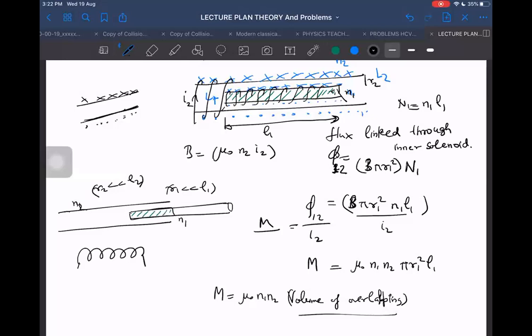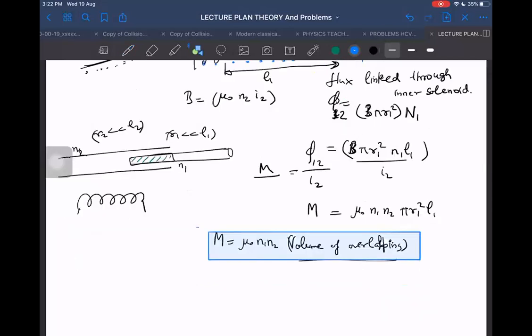So this is the formula then. At last, we got one more formula for our mutual inductance: mu naught into N1 into N2 into volume of overlapping. And if you want, you can write it in terms of L1, L2 into K. We can convert it into that form. This K will come out in terms of volume of overlapping. But we can determine the coefficient of coupling if we know the mutual inductance. L1 you know, L2 you know, so you can compare these to determine the coefficient of coupling. Understood?